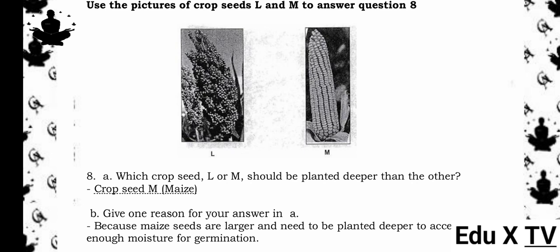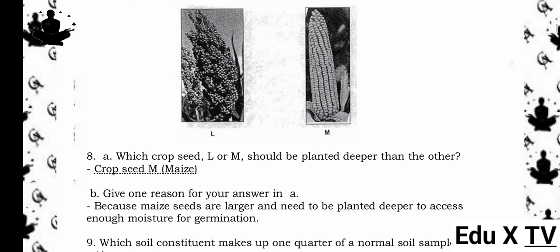Use the pictures of crop seeds L and M to answer question 8. 8. A. Which crop seed, L or M, should be planted deeper than the other? Crop seed M, maize. B. Give 1 reason for your answer in A. Because maize seeds are larger and need to be planted deeper to access enough moisture for germination.